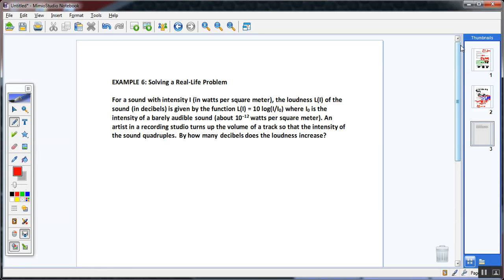Ten to the negative 12. So we have a function up here, kids. And in our function, we know that I sub O, the initial value, is 10 to what power? 10 to the negative 12, you bet. We need to find, well, what are we going to do to the sound, kids? You're going to quadruple it, right? You are going to quadruple it.